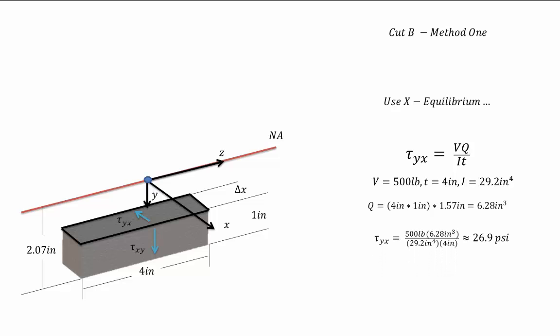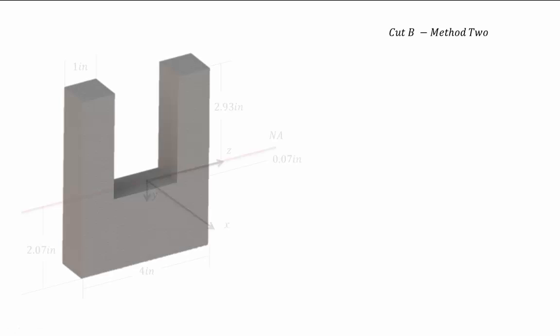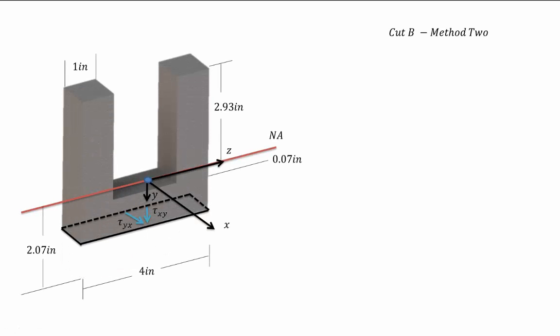When you plug this into our tau equation, we get that the tau, or shear stress, on the y face in the x direction, yx, is equal to about 26.9 psi. And as before, tau yx is equal to tau xy. So now we're going to look at the top part of the cut. So that'll look something like this for point B.